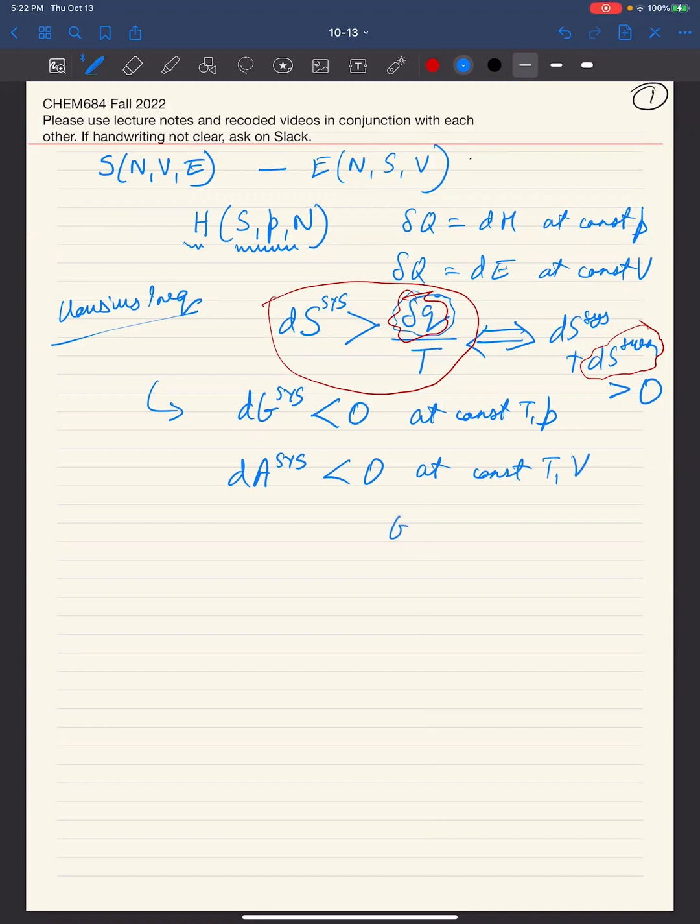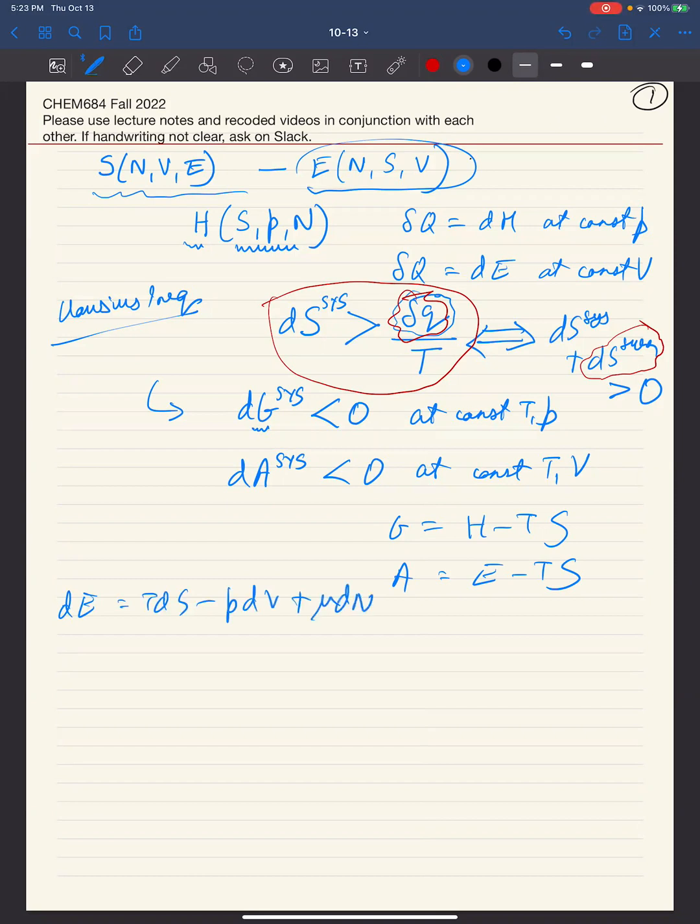And for this, we showed that the functions that follow this property are G is equal to H minus TS, and A is equal to E minus TS. And then we started with this one. We said dE is equal to TdS minus PdV plus mu dN. And we were able to convert this. And actually, it's equivalent. You can go both ways. And I really recommend trying this reverse way at home, where you do dG is equal to minus S dT plus V dP plus mu dN.